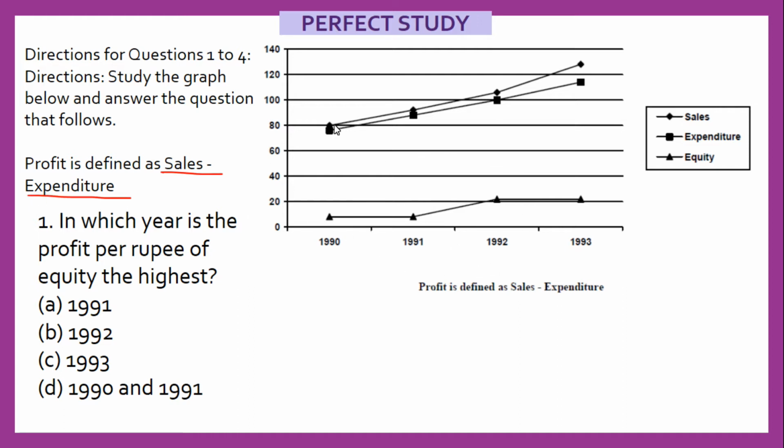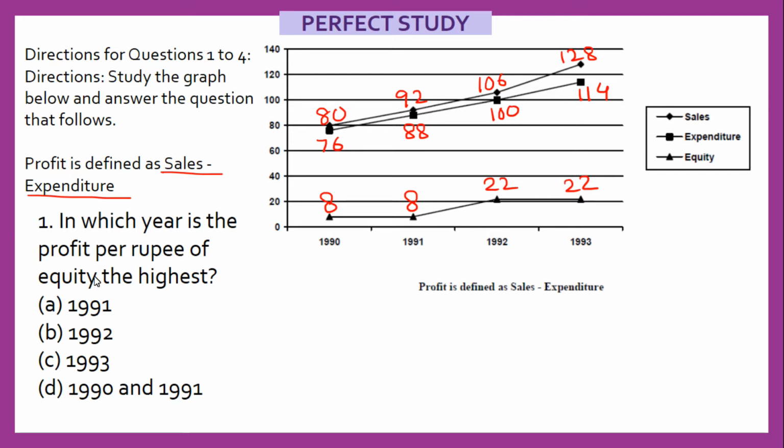Let's see what is the graph here. So here we have this sales graph. This is my expenditure graph. And this is my equity graph. Now quickly let's plot the values here. This is 80, this will be around 92, 106, and this will be 128. This you can say 76, say 88, 100, 114. This one we can say 8, this one 8, this is around 22 and 22. So these are the values that we will be using.